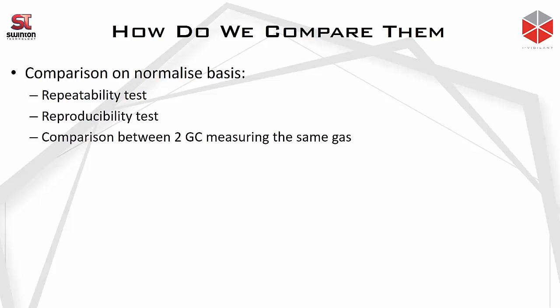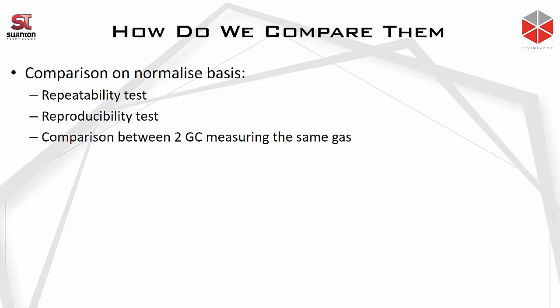How do we compare them? All data comparison needs to be done on a normalized basis, such as the repeatability test, the reproducibility test, and also the comparison between two GCs measuring the same gas. All of them need to be done on a normalized basis. If we take the unnormalized basis, what will happen is, let's say in a comparison between two GCs, GCA will have a certain unnormalized total and GCB will have a different unnormalized total. The result will be quite significantly different.